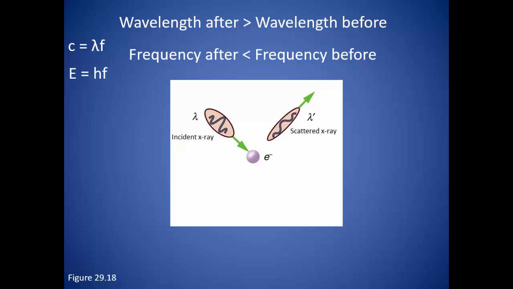Now we also know that the energy associated with light has to do with its frequency. So there is some amount of energy associated with the incident X-ray because of its frequency. The scattered X-ray will have a different, smaller energy associated with it because it has a lower frequency. So where does this energy go?